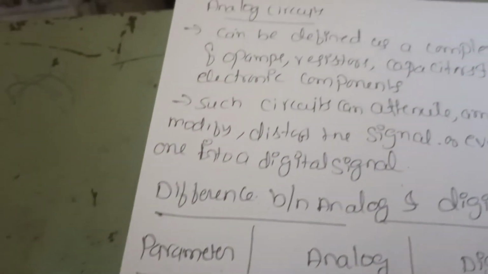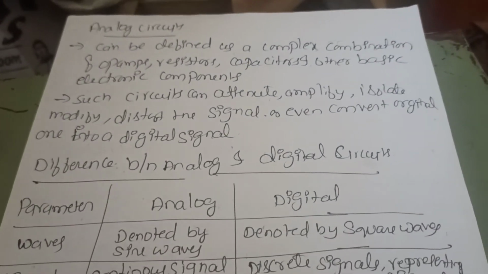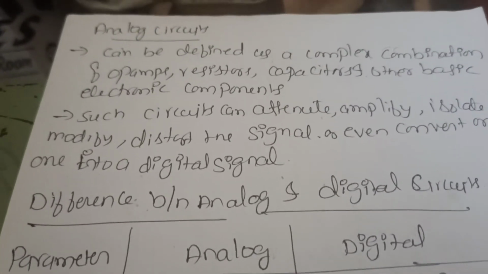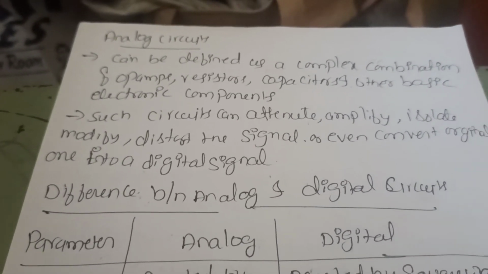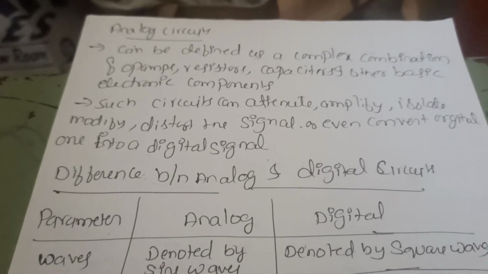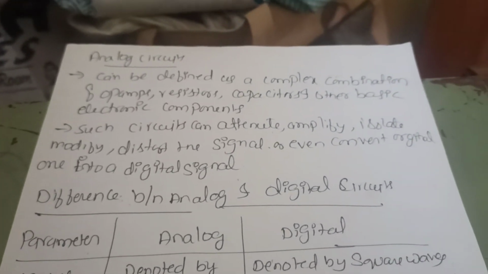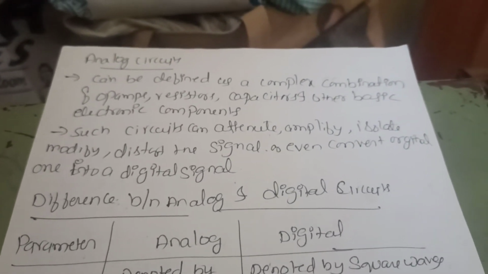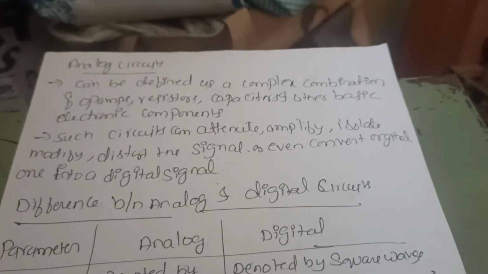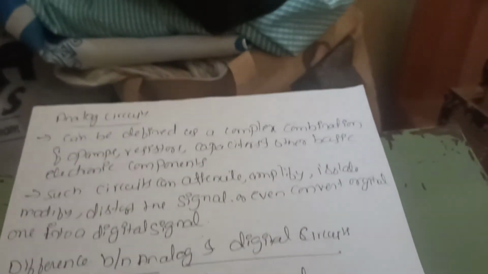So then analog circuits. What do you mean by the analog circuit, after knowing everything regarding the analog signals? An analog circuit can be defined as a complex combination of op amps, resistors, capacitors and other electronic components. You already know the active and the passive components. The passive components are capacitance, resistance and inductance. Active components are the transistors, op amps and other main electronic components.